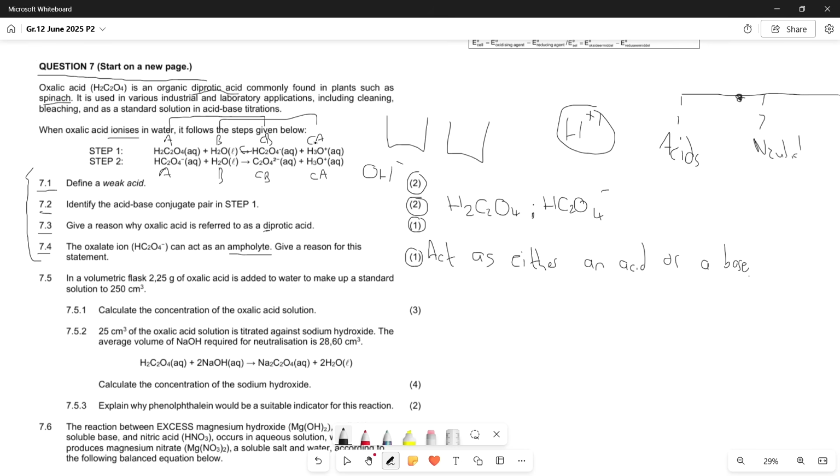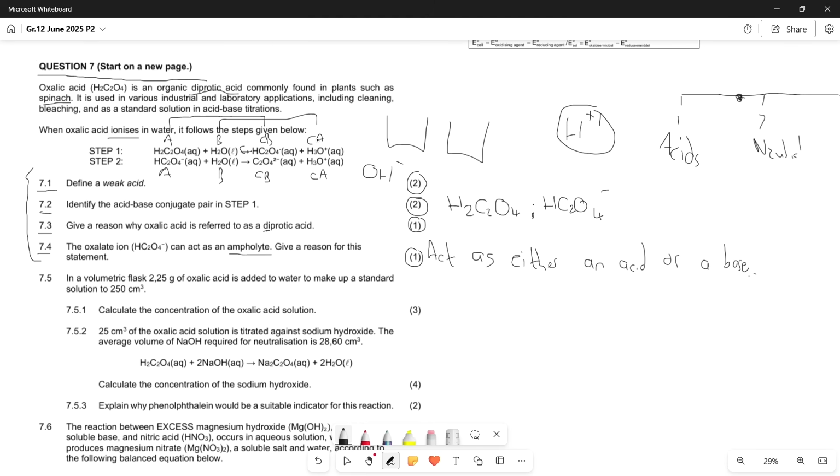If this guy is reacting with a strong acid like HCl, or in this case the H3O plus, we would then go back to our initial state over here, but it would act as a base. But in this scenario, relative to water, it is the acid giving away the H to water. So it can act as either an acid or a base, and that just earned us 1 mark.